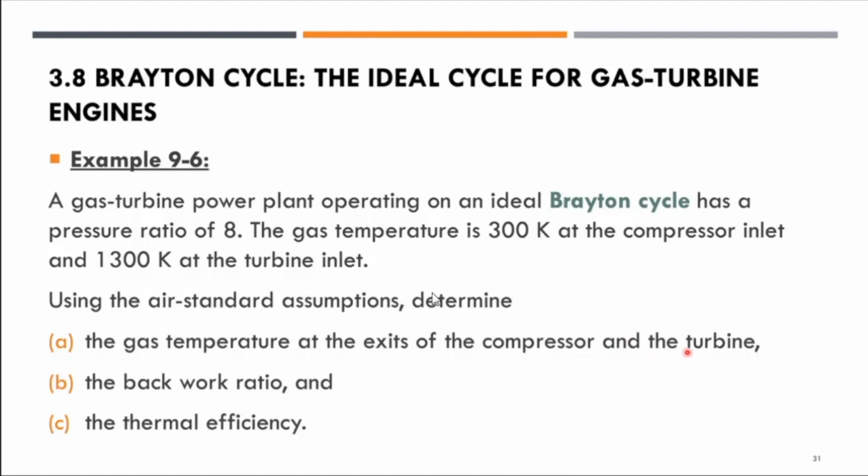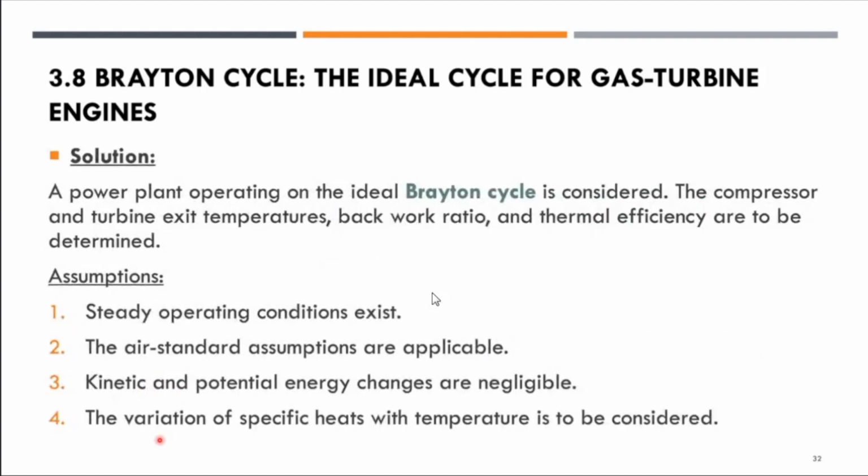You also have to find the temperature at the turbine exit, T4. Basically, you already have T1 and T3, and you want to find T2 and T4. You also have to find the back work ratio and the thermal efficiency. So let us look into the solution.